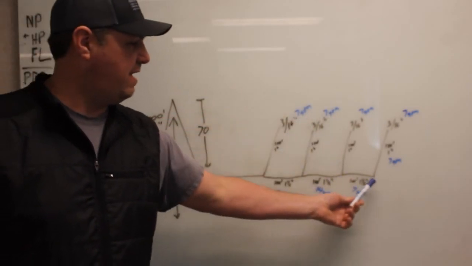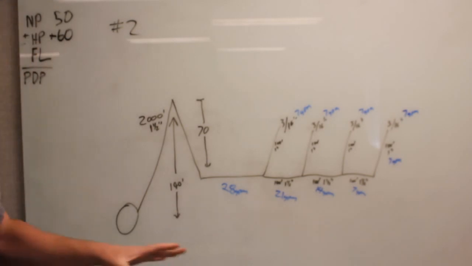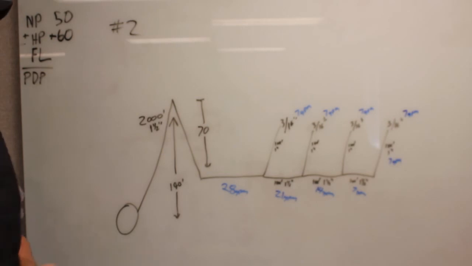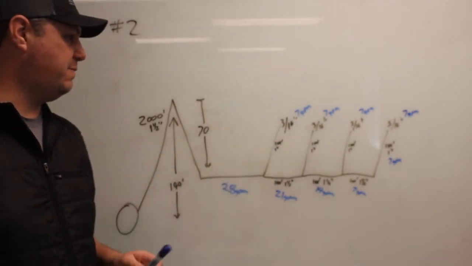7 gallons a minute comes off, and 14 gallons a minute keeps flowing. 7 gallons a minute comes off, and another 7 gallons a minute keeps flowing, and out to the last nozzle. That's what my water's doing. And from there, I can calculate friction loss.